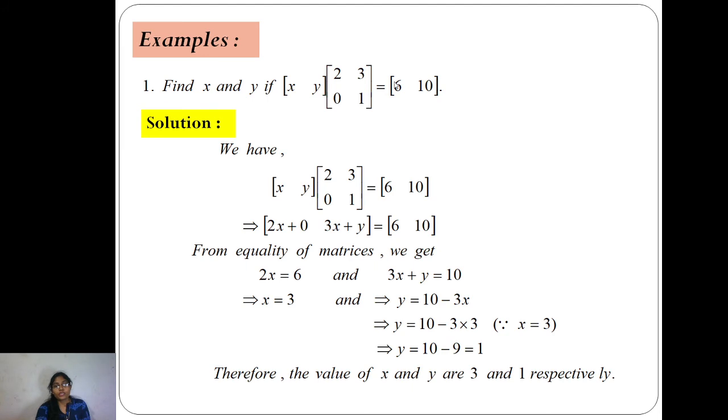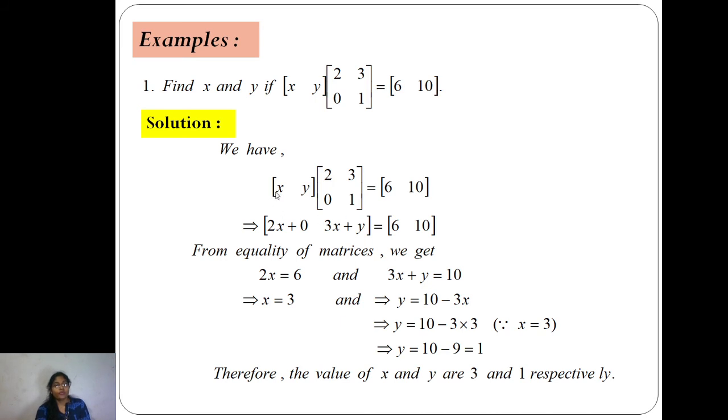We have corresponding 6 10, this is the first row, and xy this is the first row, and 2 by 2 matrix 2 3 0 1. We have xy 2 3 0 1 equals to 6 10.